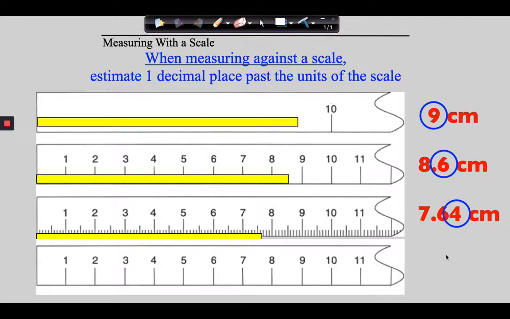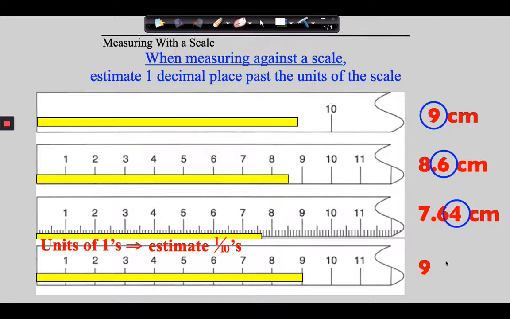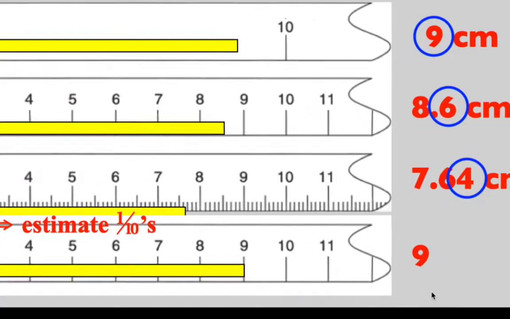Okay. So now guys, let me show you one that might be a little bit trickier. Last one. So what about this scale? What are we back to? 1. So what will we estimate to? Tenths. What do we do with this? It's resting on the 9. So our first digit is obviously going to be a 9. But guys, what do we do from there?